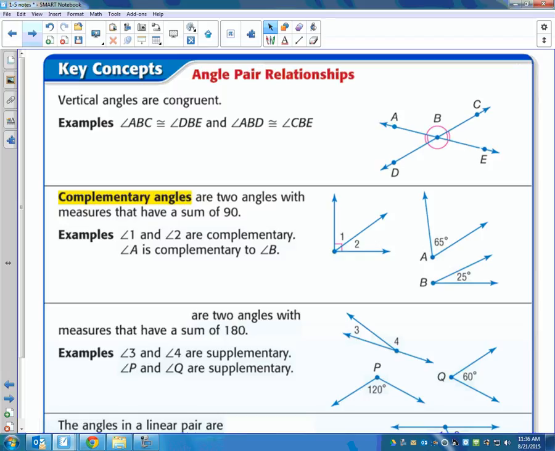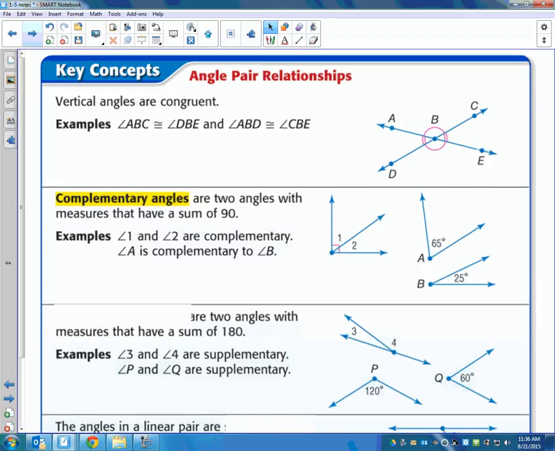And so again, there's some pictures there. It could just be adjacent angles that add up to 90 degrees. It could also just be two separate angles, but if they add up to 90 degrees, they are complementary. And then we also have supplementary angles, and those are two angles that add up to 180 degrees. And again, they could be adjacent, like 3 and 4 here, that add up to 180 degrees, or they could be separate that add up to 180 degrees.